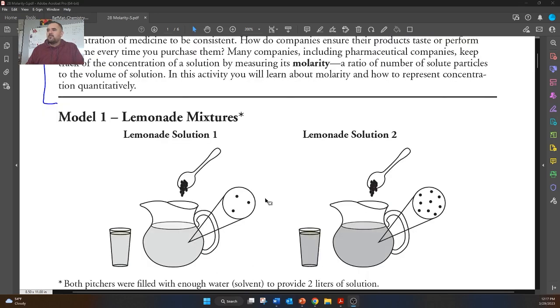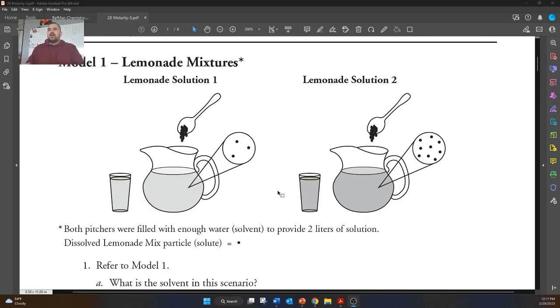All right, let's keep going. So here we have 2 lemonade solutions, and these lemonade solutions are made of 2 components. So we have one, the water. So what is the water, solute or solvent? This is going to be our solvent. Remember, water is universal solvent. And then we have the lemonade mix.